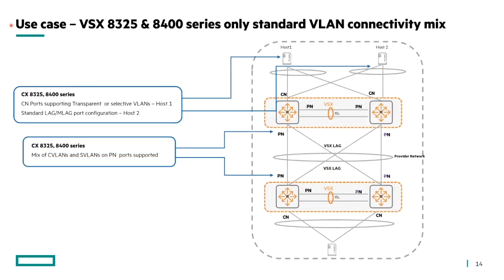So continuing the use case theme with VSX on the 8325 and 8400 series, we could, as an example, have host 1 using transparent QinQ or selective QinQ for VLANs coming into a CN port. On the same VSX pair, we could have host 2 using standard VLANs on a lag or a multi-chassis lag coming into that VSX pair. And on the PN ports, of course, they will support a mix of double tagged SVLANs or standard tagged VLANs as well. So in this example, it could be that the provider network is extended by using another switch that connects the hosts together into the VSX pair. Of course, the CN ports and the PN ports would shift up one to accommodate that topology.